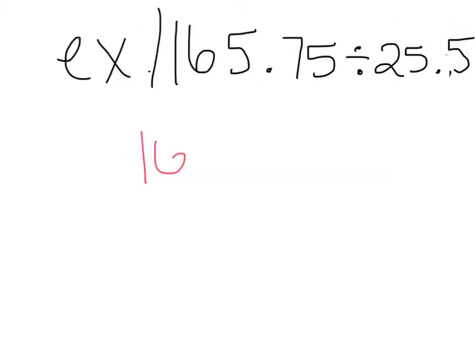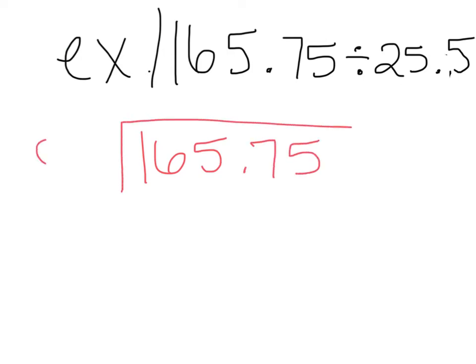Example 3, 165 and 75 hundredths divided by 25 and 5/10. Move my decimal one place, bring it up here. Now I can start dividing. 255 goes into 165 0 times. So you need to do 1,650 divided by 255. And that goes in 6 times.